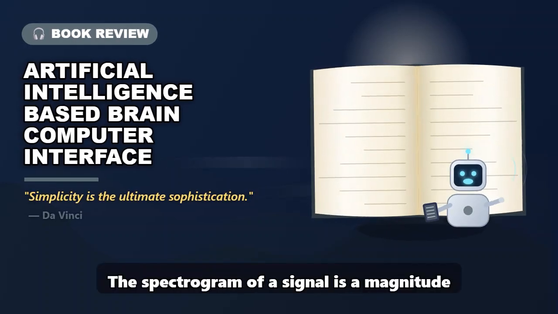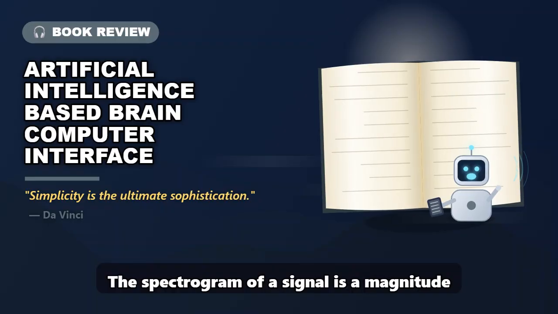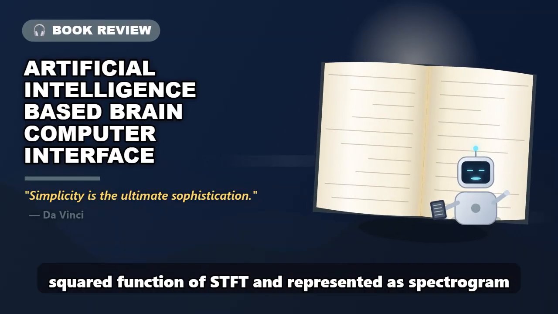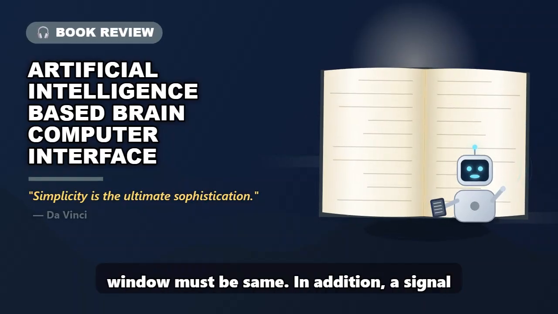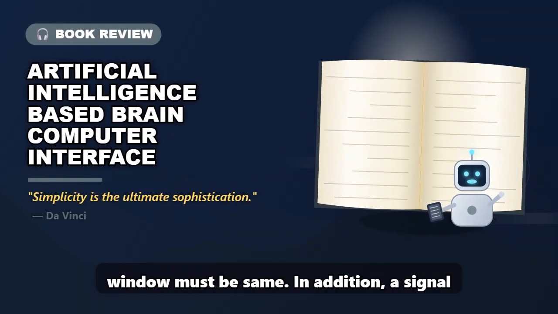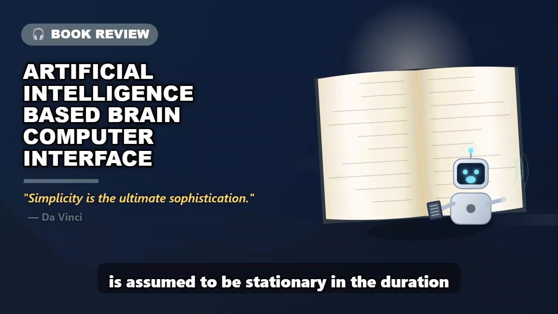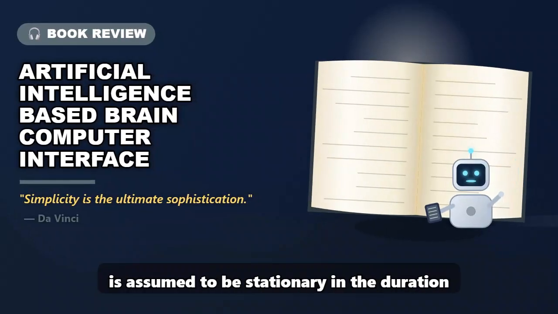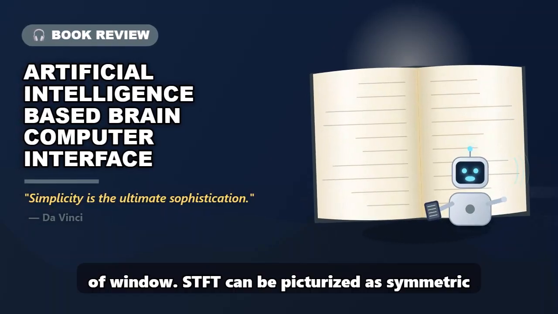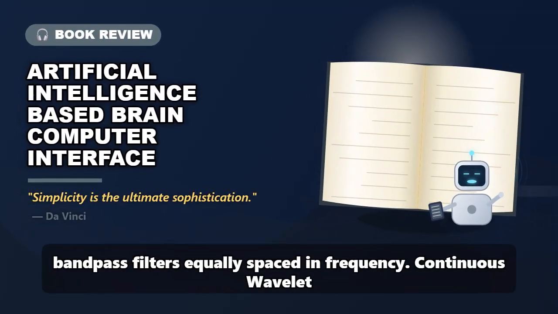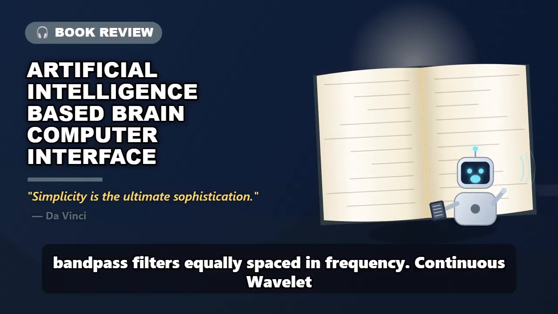The spectrogram of a signal is a magnitude squared function of STFT and represented as spectrogram equals |S(t, f)|^2. The type and length of a window must be the same. In addition, a signal is assumed to be stationary in the duration of the window. STFT can be picturized as symmetric band-pass filters equally spaced in frequency.